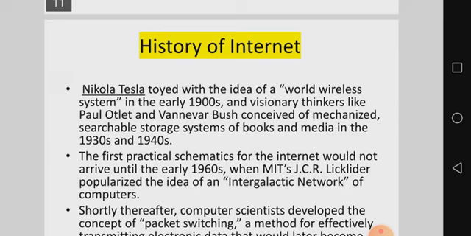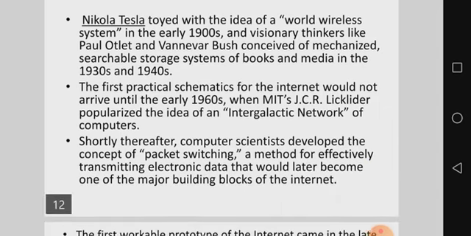In the early 1900s, visionary thinkers like Paul Otlet and Vannevar Bush conceived of a mechanized searchable storage system of books and media in the 1930s and 1940s. So first Nikola Tesla coined a term called World Wireless System, and the other two thinkers talked about a mechanized searchable storage system of books and media.